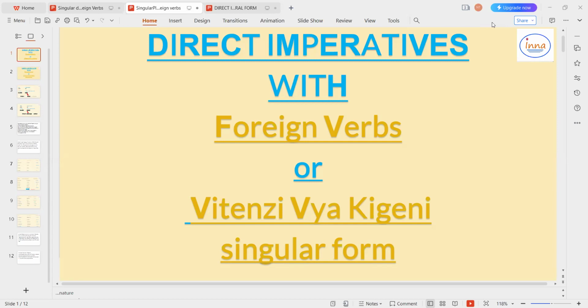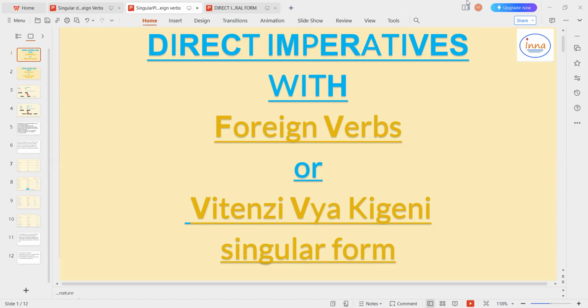My name is Ina, and today I'm going to teach about direct imperatives with foreign verbs. Foreign verbs are also said as vitenzi vya Kiswahili, vitenzi vya kigeni in Swahili language. So we will start with singular form.